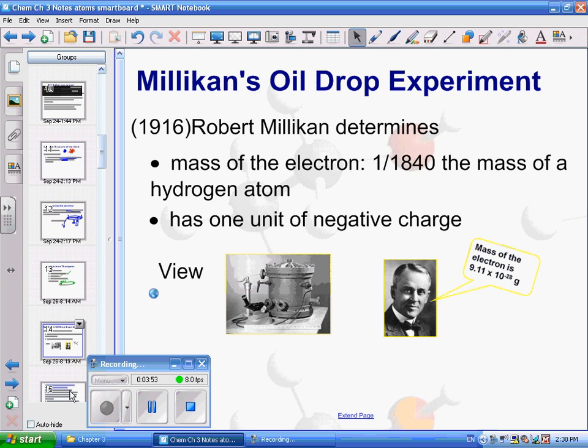All right, next slide. Once they find the electron, they know it's negative. But they want to know now, how big is the electron?